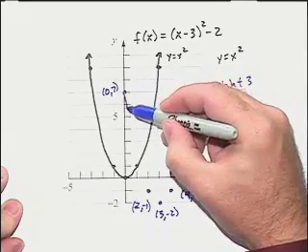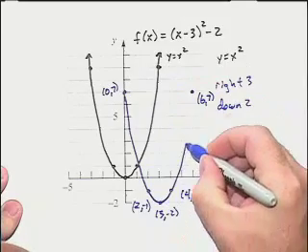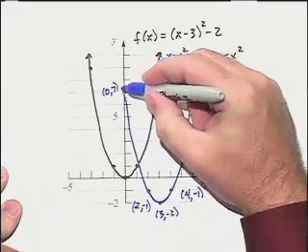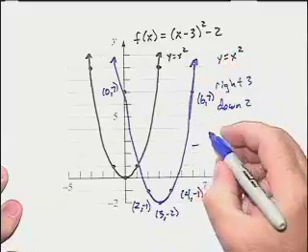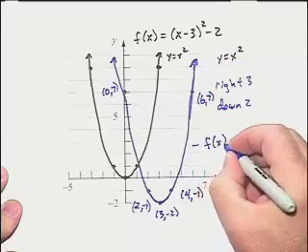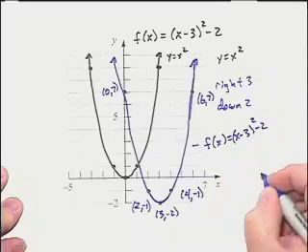Go ahead and connect those points. And this gives us the rough graph of our function f of x equals (x minus 3) quantity squared minus 2.